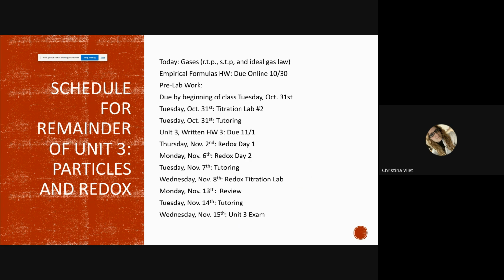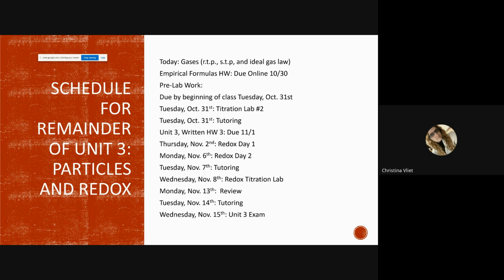Empirical formulas homework. You need to have the screenshot that you got 80% or better with the Science Geek. That's due online Monday night, 10:30. Pre-lab work. Some of you already started it. I saw you submitted. This is due by beginning of class. If it's online, the quizzes is due Monday night, but the other part is due beginning of class because next class we're going to do another titration.